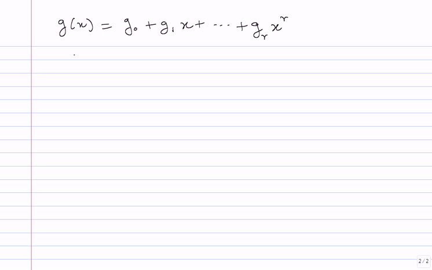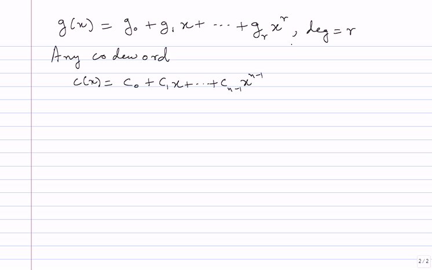Now, how does an arbitrary code word look? Any code word will have to be c of x, which has degree less than or equal to what? What's the maximum degree possible? Remember here I've said degree equals r, which means g r is actually 1. And any code word looks like this. But here, c n minus 1 need not be 1. It can be any; the degree is less than or equal to n minus 1. That's the only thing we can say.